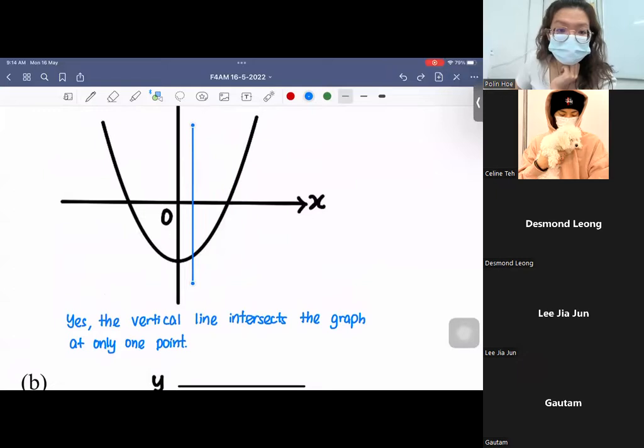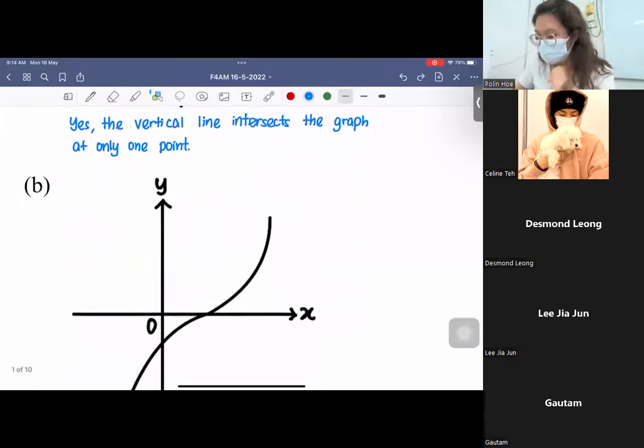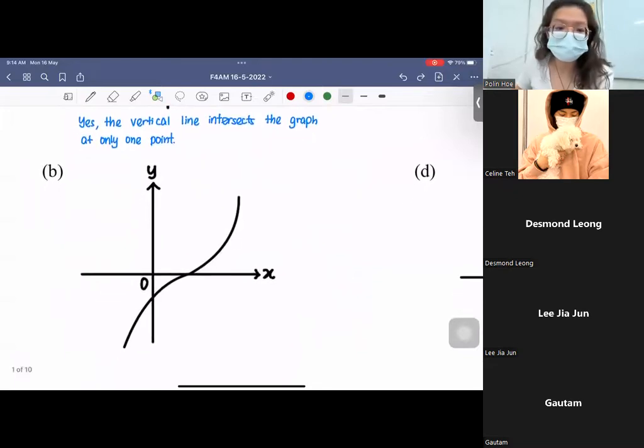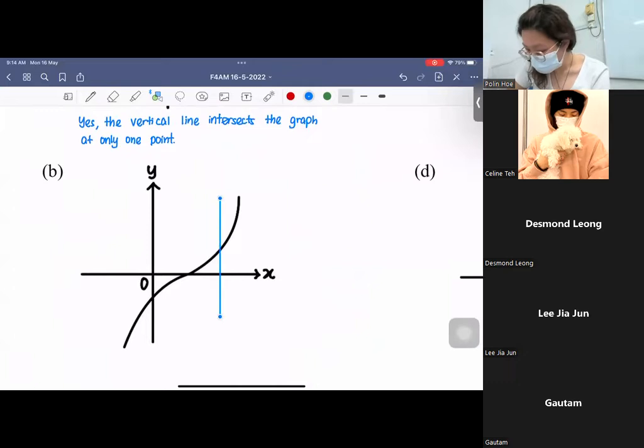What about B? This is a cubic graph. A cubic graph means y equals ax cubed plus bx squared plus cx plus d. Is this a function? You draw a straight line and then you move it.